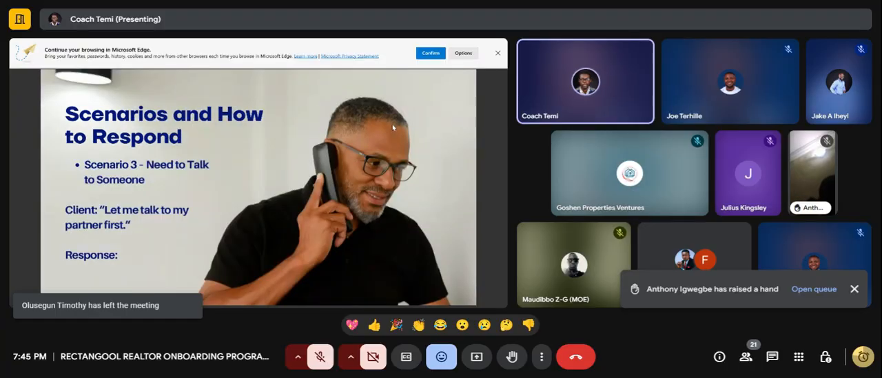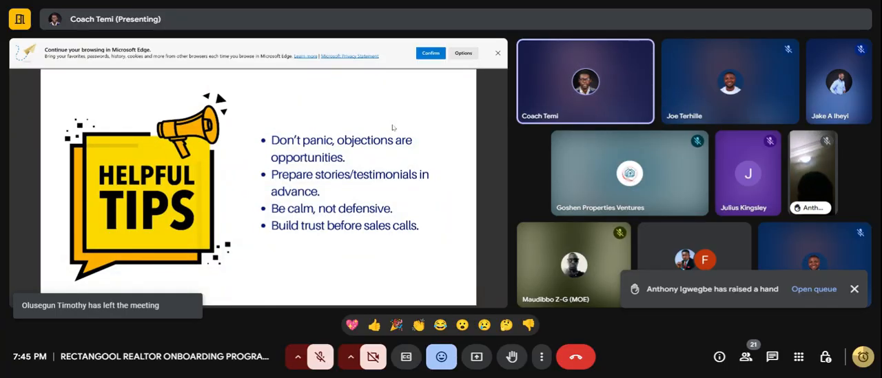All right. So we have done the two scenarios, and I'll round off here. Do not panic. Objections are opportunities. They are opportunities for you to explore. If you follow those steps, prepare stories and testimonials in advance. This is very, very important. Have stories and testimonials.